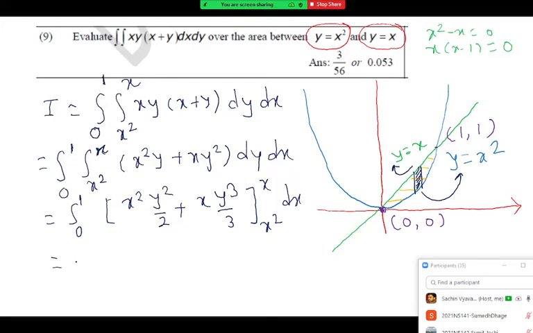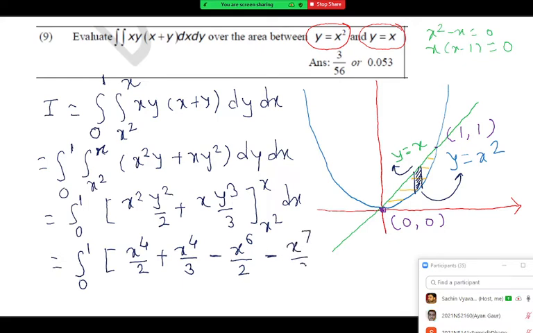We have to just put the upper limit and lower limit. When we put the upper limit, you will observe we are replacing y by x. So x square into x square becomes x4, x4 by 2, and this is also x4 by 3. That is about the upper limit. Now I am going to replace y by x square. So what should that term be? What is the power? X raised to 4 into x raised to 2, that is 6. And what about this term? 7. 7 is the correct answer.